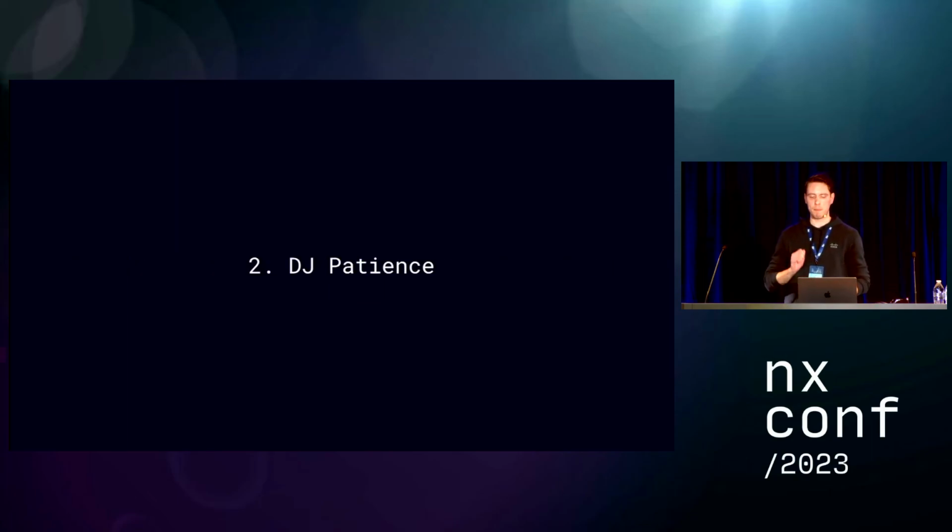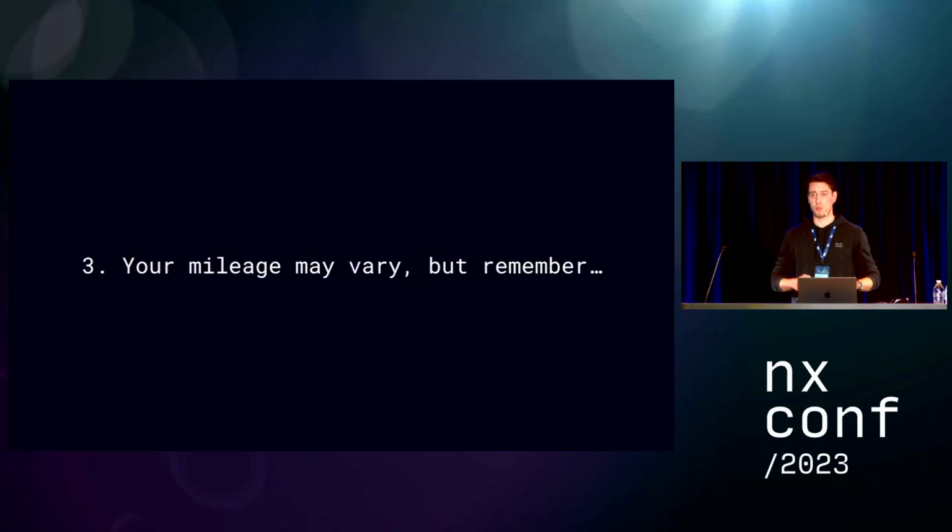Second, be patient when turning that dial. It can take numerous tries to find the best number of agents and level of parallelism that suits your needs. Monitor the agent utilization and turn that dial however you need to, whenever you need to. And lastly, your mileage may vary. Every monorepo is different. The challenges that we faced may not be something that you face. You may face challenges that we didn't have to.